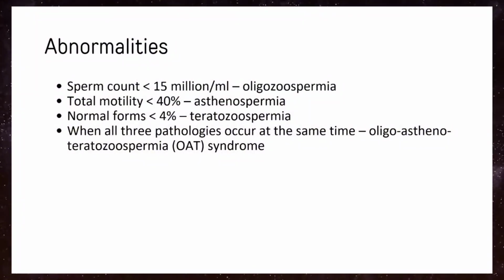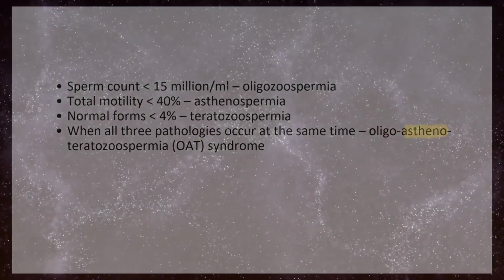There are 3 abnormalities that can be seen in a seminal fluid analysis report. When the sperm count is less than 15 million per ml, it is known as oligozoospermia. When the total motility is less than 40%, it is known as asthenospermia. When the normal forms are less than 4%, it is known as teratozoospermia. Usually, all 3 pathologies occur at the same time, which is collectively known as oligoasthenoteratozoospermia syndrome.